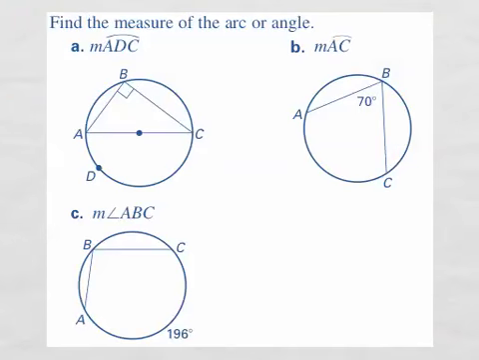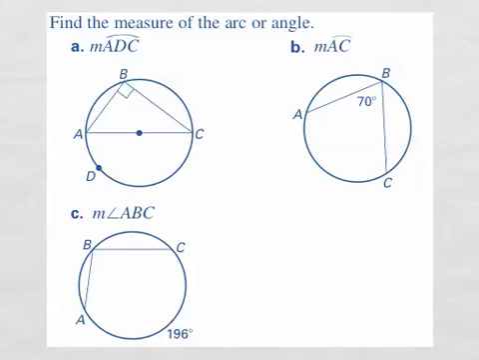If you look at this example, it says find the measure of the arc or angle. A asks us to find the measure of ADC. Notice ADC is going to be a semicircle, so I actually already know that it's 180 degrees. But using the idea of an inscribed angle and intercepted arc, I can look at the inscribed angle ABC, which would be intercepting arc ADC.